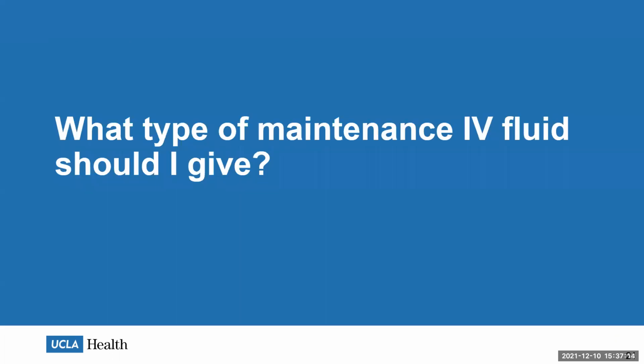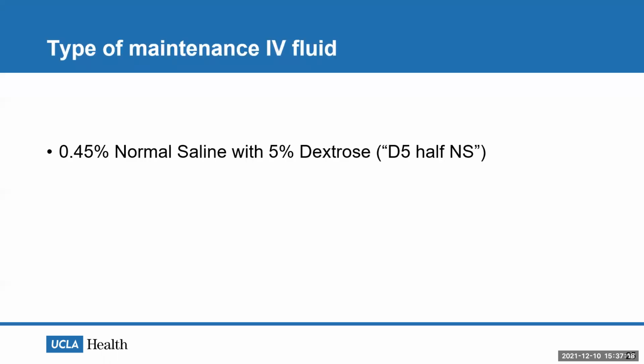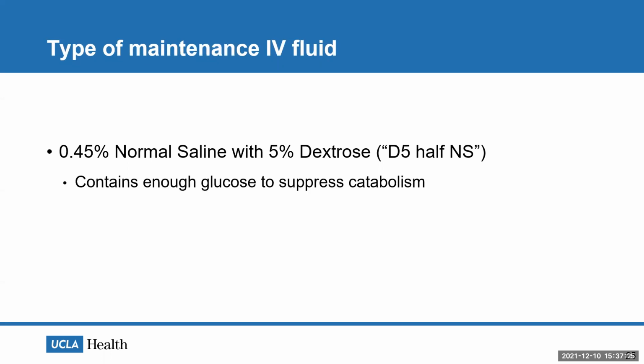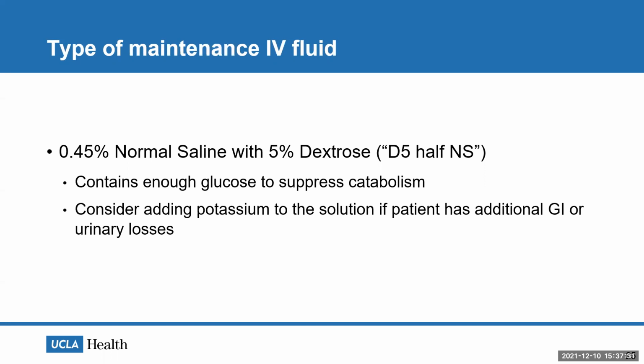Let's shift over to maintenance fluids. So what type of maintenance IV fluid should I give? Fortunately, there's really only one that we use, D5 half normal saline. It's half normal saline with a little bit of sugar. Sugar is there because you need glucose to suppress catabolism if they're not eating anything. And you should think about adding potassium if they have a lot of GI or urinary losses.